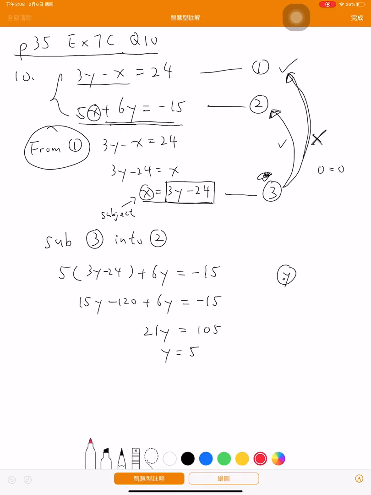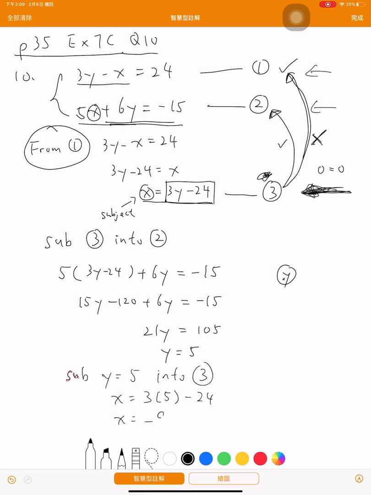Then we should substitute y is equal to 5 into any one of the equations, 1, 2, or 3. But usually, if you change any one of the equations to become equation 3, usually equation 3 will be easier because the x is already the subject. So x is equal to, the y becomes 5, that means 3 times 5 minus 24. So x is equal to 15 minus 24, that is negative 9.